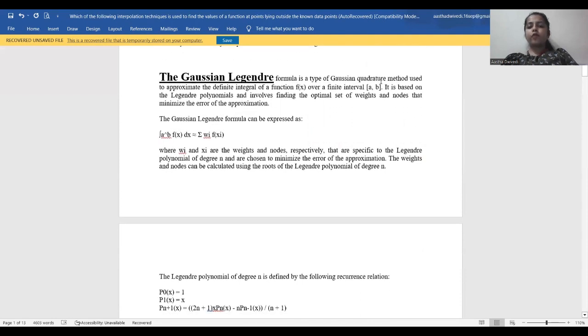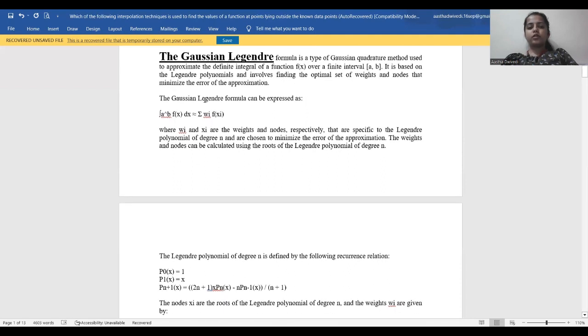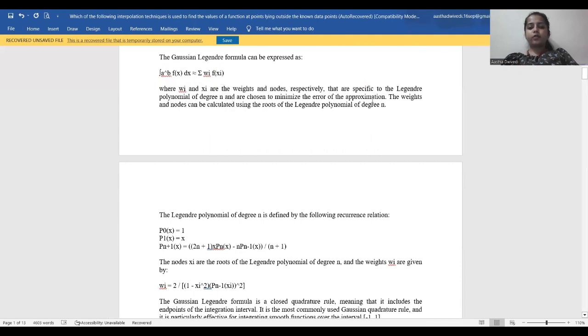This formula is a type of Gaussian quadrature method used to approximate the definite integral of a function f of x over a finite interval a to b. It is based on Legendre polynomials and involves finding the optimal set of weights and nodes that minimize the error of approximation. The Gaussian Legendre formula can be expressed as this, where Wi and Xi are weights and nodes respectively that are specific to the Legendre polynomial of degree n and are chosen to minimize the error of approximation. The weights and nodes can be calculated using the roots of the Legendre polynomial of degree n.